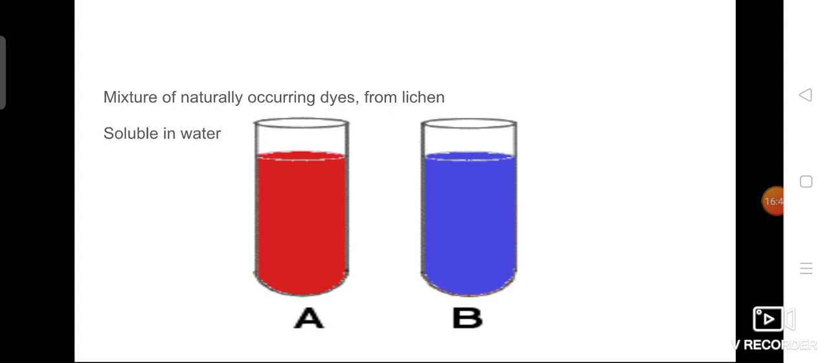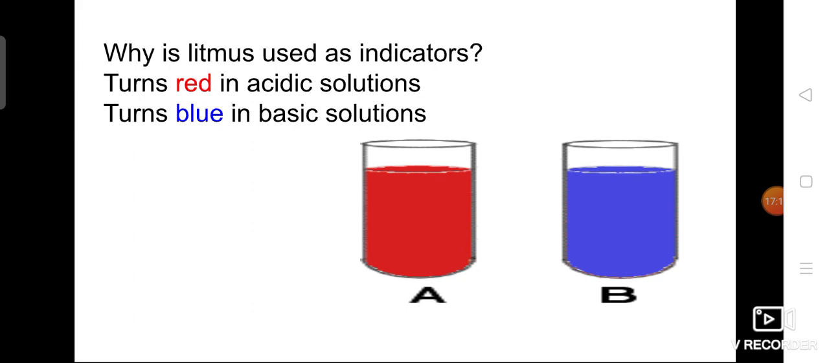How will you identify whether it is an acidic or basic medium? When it turns red, it is acidic medium. When it turns blue, then it is basic in nature. So this is the property of litmus indicator solution. So why is litmus used as an indicator? Because it turns red in acidic solution and blue in basic solution.